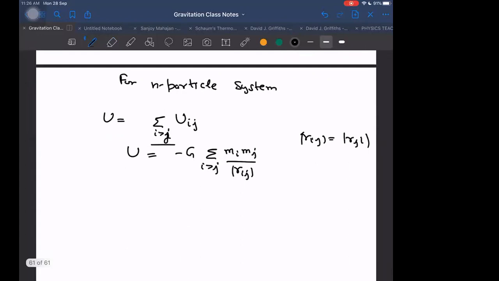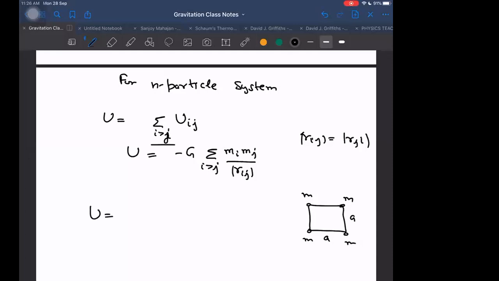Now, writing the formula is one thing, but how to do it practically? If they ask such a question, for example, masses m at the corners of a square of side length A, what is the potential energy of this system? Let me tell you.